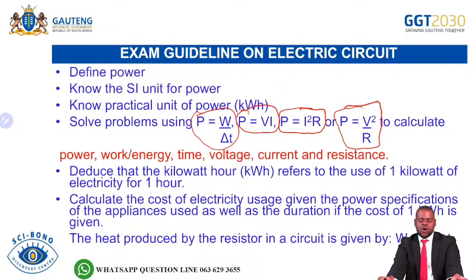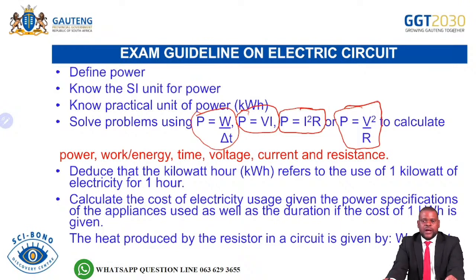Can you see all four equations are for power? And then we say we use all these four formulas to calculate power, work or energy, time, voltage or potential difference, current, and resistance. Are we together, grade 12? We must be able to calculate power, work or energy, time, potential difference or voltage, current, and resistance. Are we together, grade 12?